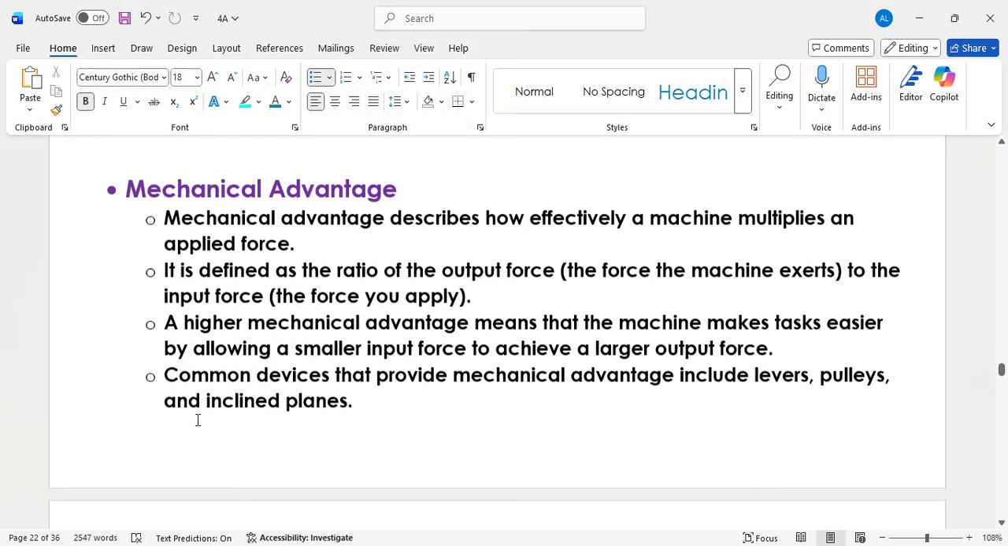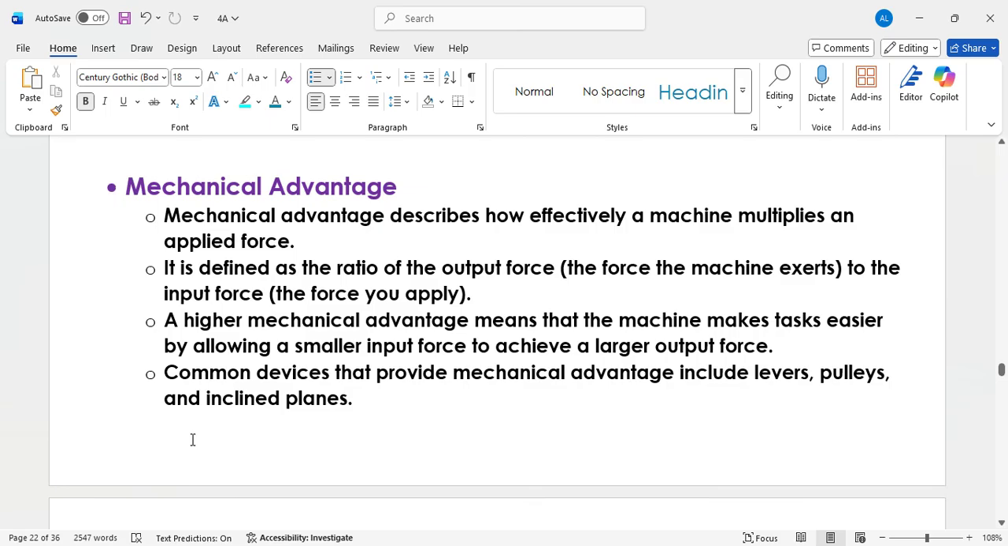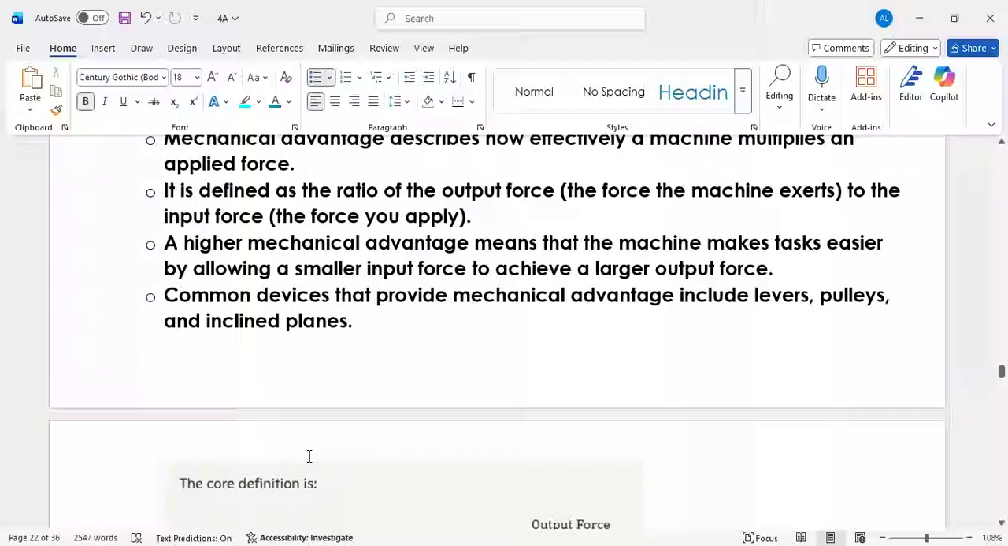Mechanical advantage, this is also a very high yield topic. Mechanical advantage describes how effectively a machine multiplies an applied force. It is defined as the ratio of output force, the force the machine exerts, to input force, the force you apply. Higher mechanical advantage means a smaller input force can achieve a larger output force. Common devices that provide mechanical advantage include levers, pulleys, and inclined planes.